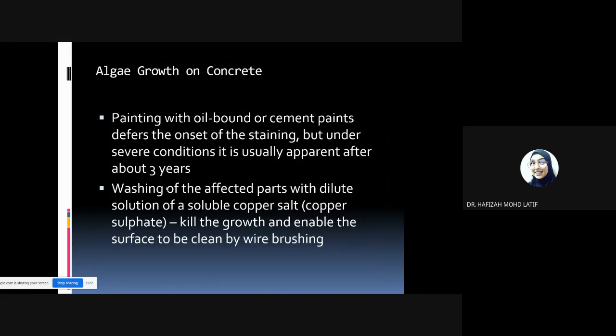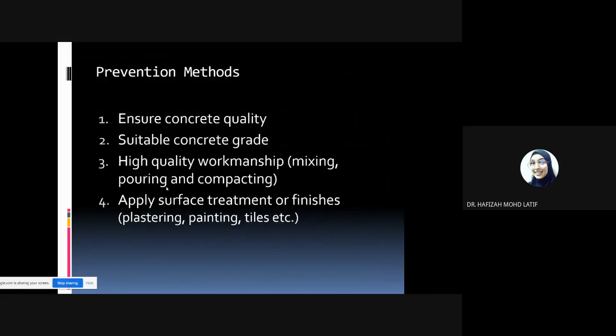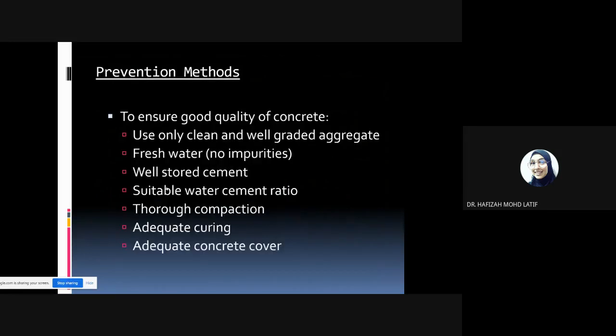Okay. So normally we just wash it off. We use chemicals to kill them. Prevention method: ensure concrete quality, suitable concrete grade, high quality of workmanship, apply surface treatment or finishes. To ensure good quality of concrete, use fresh water. These are all things that you have learned in your subject in semester 1 or 2, I can't remember, in construction materials. When they mix the concrete, they taught you what type of water you can use, what type of water you cannot use. Okay, that has been taught, and suitable water, compaction, proper curing.